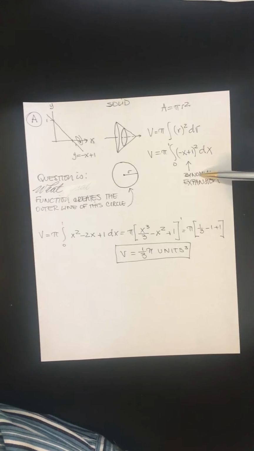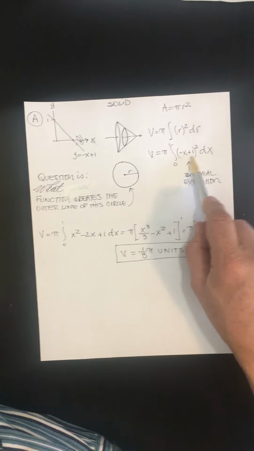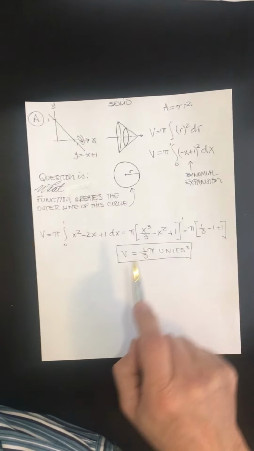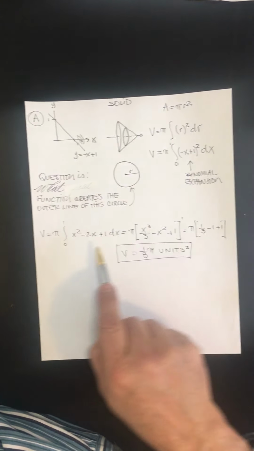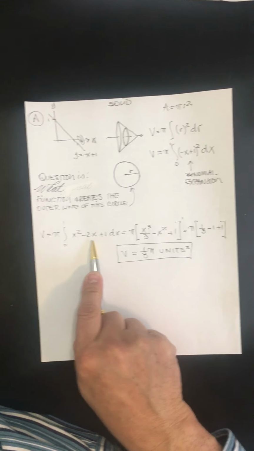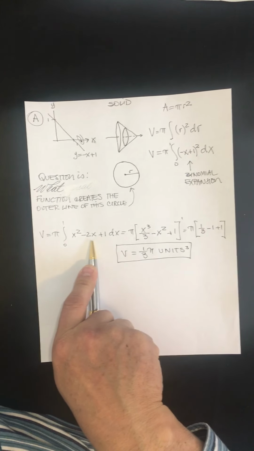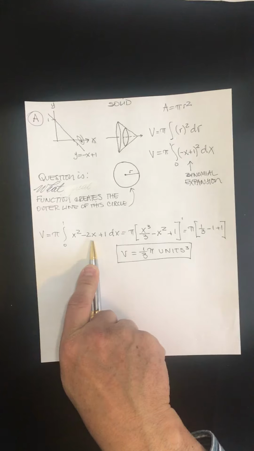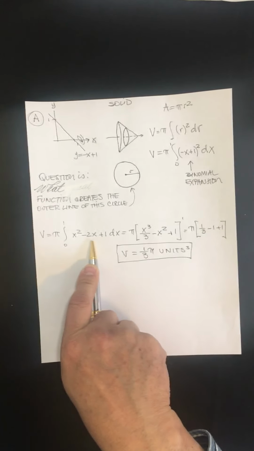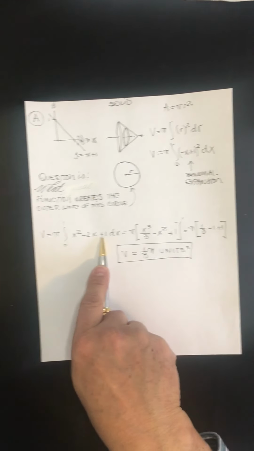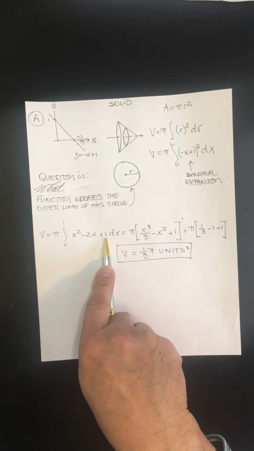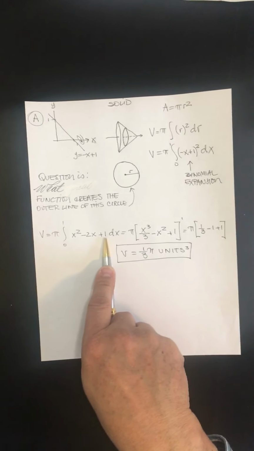Note that I have a binomial, so I need to expand this binomial. The binomial expansion is simple. We know how to expand a binomial. Square the first, times the second: minus x times 1 is minus x, times 2, minus 2x, plus square the second, which is the square of the number 1, you get number 1.